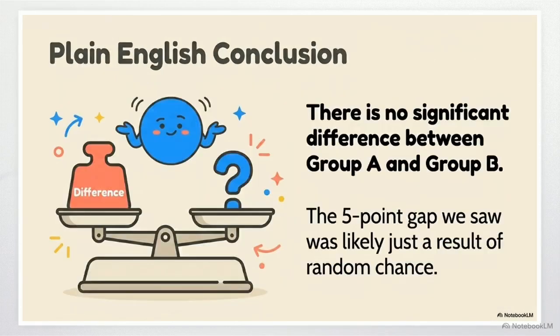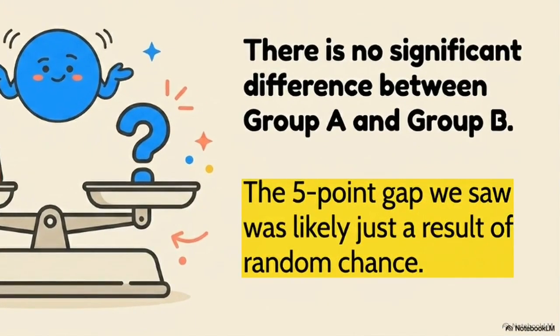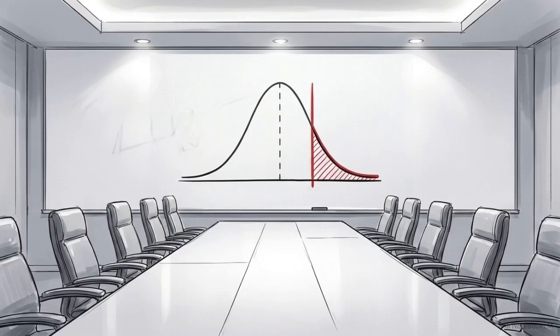This graphic translates that formal ruling into plain English. Despite observing a superficial 5-point gap in the raw averages, that gap is statistically meaningless and likely caused by random chance. The ultimate takeaway is clear. Never execute strategy based on raw, superficial data differences without first verifying them through the appropriate statistical threshold.